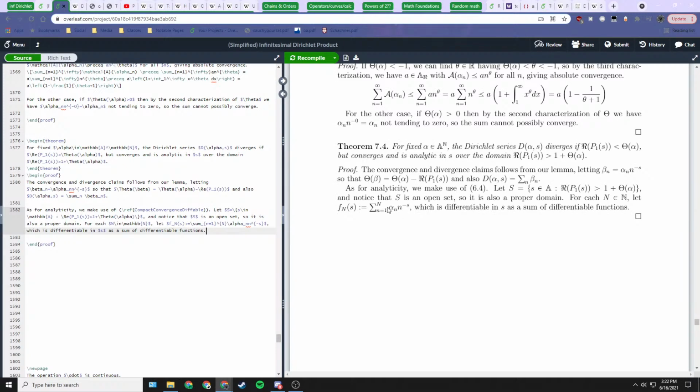Essentially, each of these alpha sub n is just a constant, and this n power minus s is an analytic function. In fact, n to the power of minus s is just exp, which is an entire function, of the natural log of n, which is a constant, times s, which is a linear function, so it's analytic and entire. Just to note that. So this is just a finite sum of differentiable functions. We make use of 6.4.